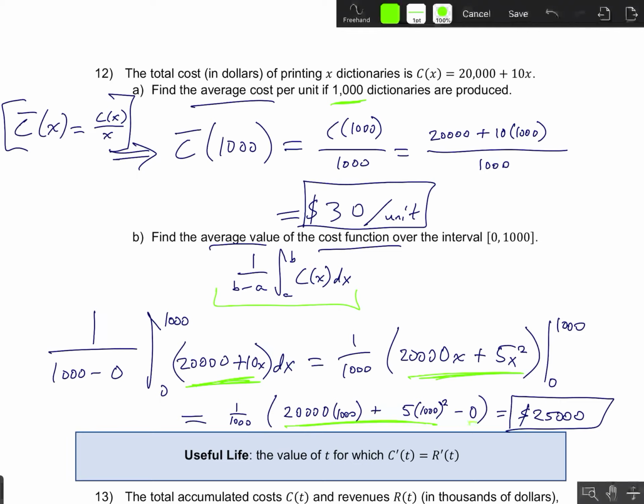So notice these are very different. The average value of the cost function will be some amount of money. In this case, the average value for the cost function was this 25 grand. The average cost per unit will end up being some number of dollars per unit that you make. And in this case, it's $30 per unit in Part A.